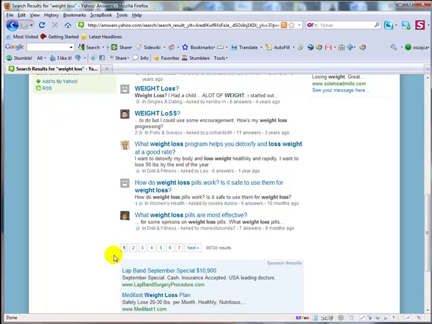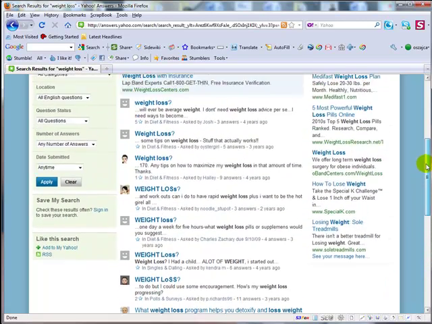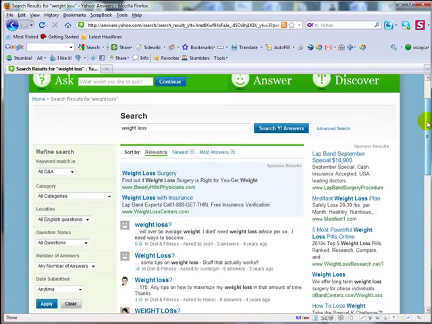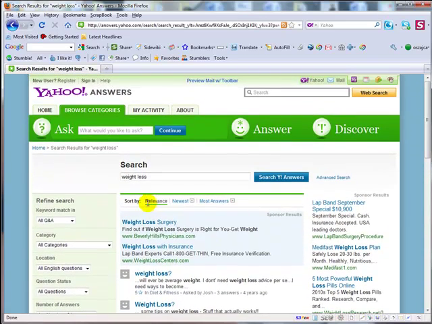And down here you'd see that there are literally an endless number of questions that people have asked. In fact, it looks like there are 98,728 results for weight loss. That's a lot of questions, and that is a lot of potential content ideas. And you can see here that you can search by relevance, newest, and most answers. You might spend some time digging around in here. They both are going to give you different information.